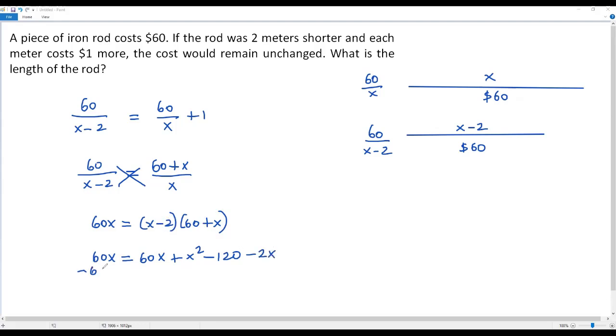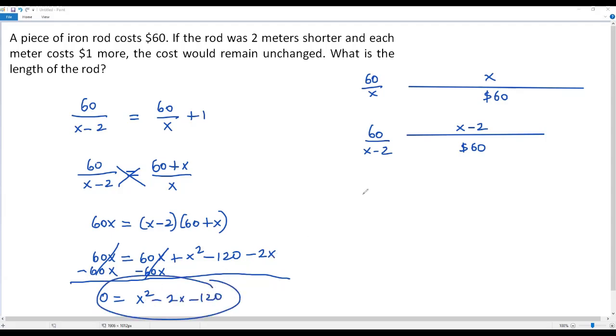Okay, let me subtract 60x from both sides, because I find 60x on both sides of this equation. So if I subtract 60x from both sides, positive 60x and negative 60x will cancel out. I'm just getting 0 on the left side. This one also will cancel out. I'm getting x squared. We can write the x term next, that is negative 2x, then negative 120. Now let me write the same quadratic equation over here. This time I'm going to take this 0 on the right side. Then I'm getting x squared minus 2x minus 120 equals 0.